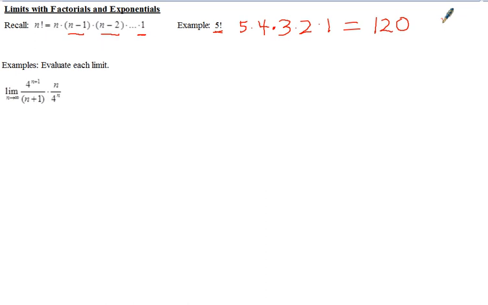Okay, so let's start with this one, and we're finding the limit as n approaches infinity. So remember, first thing to do is try to substitute in the infinity. However, on a lot of these, there's some simplifying we can do first. It makes it a little easier rather than trying to plug in infinity right off the bat. So notice we've got 4 to the n plus 1 and 4 to the n. So let's focus on those two first.